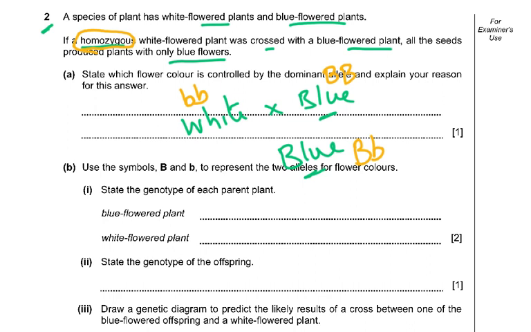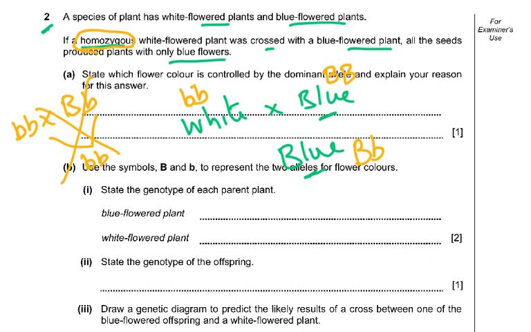And the blue, when all were blue, there were no white ones. Because if we had, I'm just giving you an example, if we had this into this, then we would have some white, but we do not have any whites. So this is what we have to understand: state which flower color is controlled by the dominant allele and explain your answer. So it was very easy.